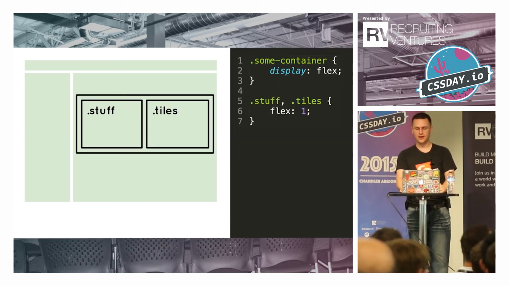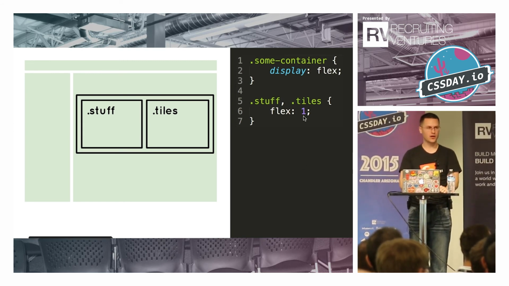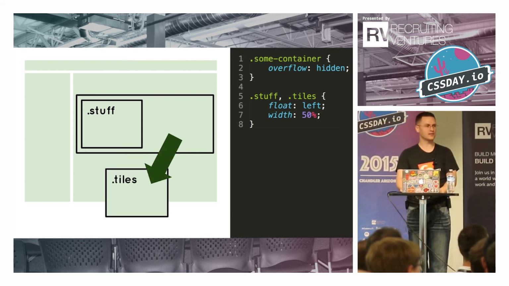So let's say this is what you got going on. Here's our flex example where the tile and the stuff are flex one, and so they're kind of splitting the difference. Or you can do a float example. What if we floated tiles? You see how tiles is float left with 50%? What if we wanted to move tiles somewhere else?